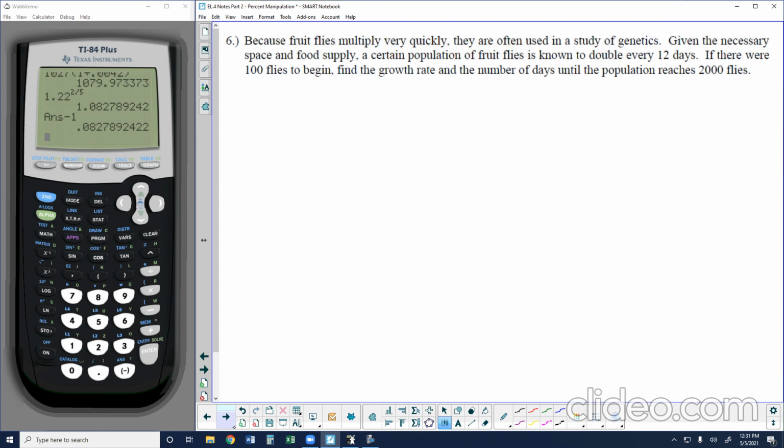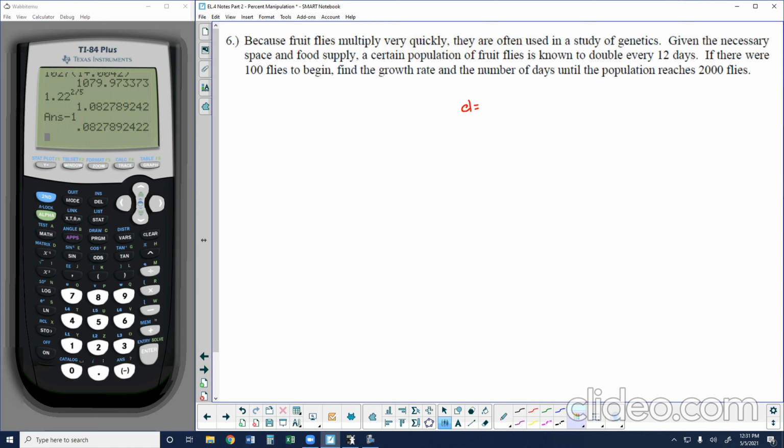In problem number 6, it says, because fruit flies multiply very quickly, they are often used in the study of genetics. Given the necessary space and food supply, a certain population of fruit flies is known to double every 12 days. If there are 100 flies to begin, find the growth rate and the number of days until the population reaches 2,000 flies.